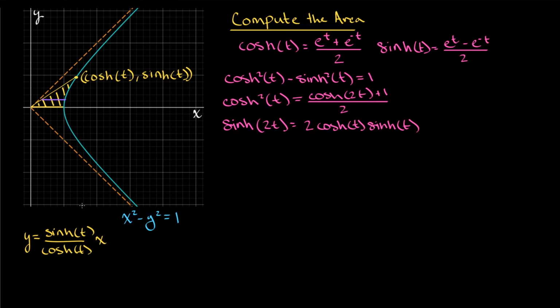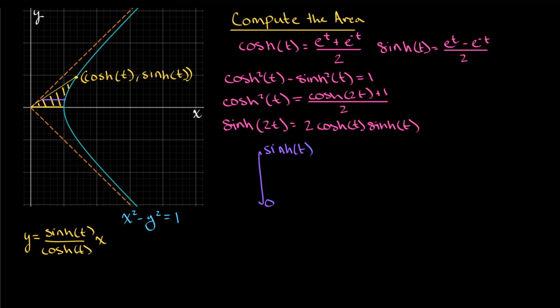And now we can start to throw together a definite integral. So let's get a definite integral going. And this is going to be, if we're integrating with respect to y, from 0 up to this y coordinate here, which is sinh of t. So this is 0 to sinh of t. All right. And then our integrand is going to be the distance between this hyperbola and our line.